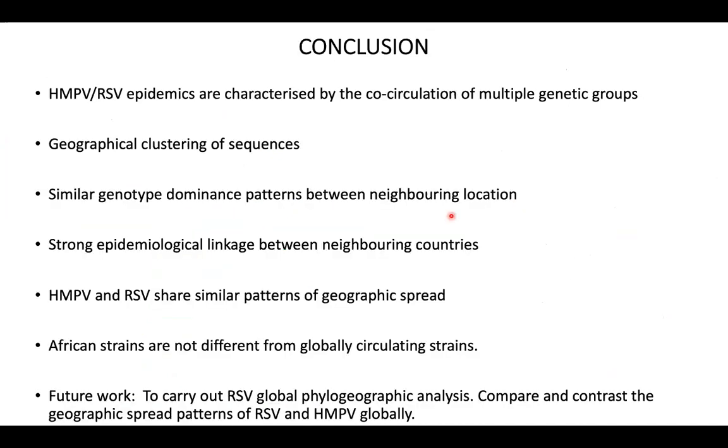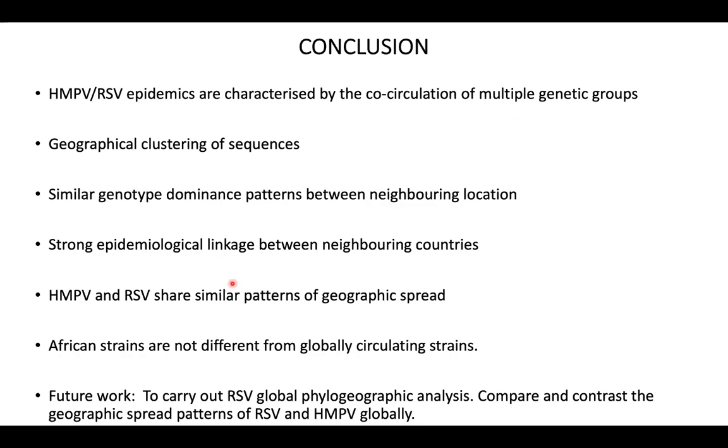So in summary, we've seen that HMPV and RSV epidemics are characterized by co-circulation of multiple genetic groups. There is geographical clustering of sequences, and what we think is that upon introduction into Africa, there's more interaction between neighboring countries, and therefore an establishment of a local epidemic. We also observed similar genotype dominance patterns between neighboring countries, suggesting strong epidemiological links. Based on these results, HMPV and RSV share similar patterns of geographic spread. On the global scale, our sequences mix well with sequences detected in other places globally.